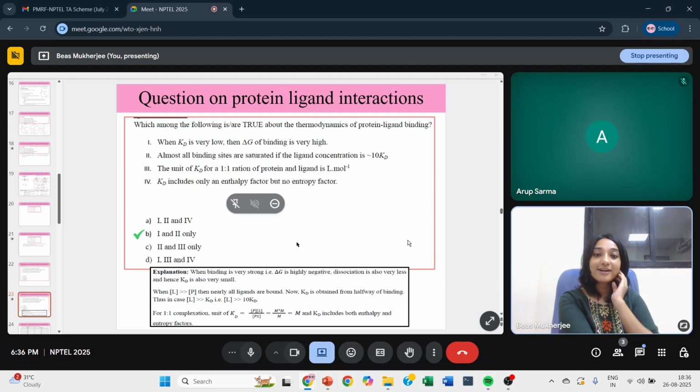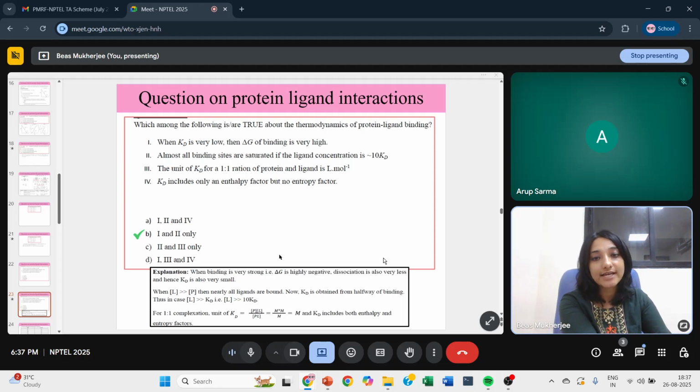So when binding is very strong, that is delta G is highly negative, dissociation is also very less, and KD is also very small. Okay. Now when concentration of the ligand is much more than the concentration of the protein, then nearly all the ligands are bound. Now KD is obtained from halfway of binding, and in that case the concentration of ligand is much more than the KD. So the ligand concentration is much more than 10 times KD, right?